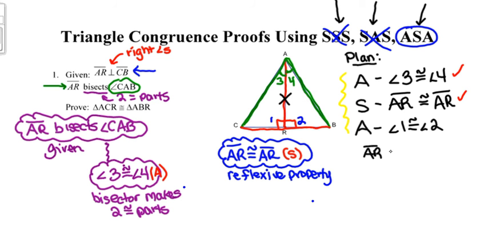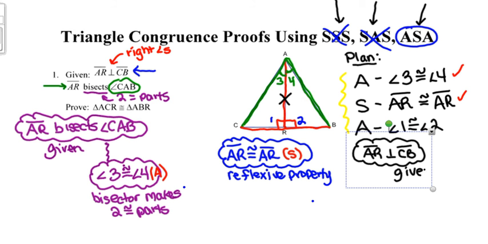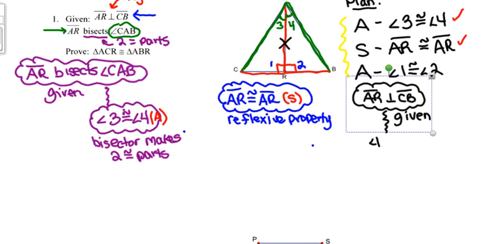So segment AR is perpendicular to CB. I know that's a true statement because it's given. So again, my statement goes in the bubble, my reason goes underneath. And then because those two are perpendicular, so I'm going to draw a little branch off of there, because those two are perpendicular, I know that angles 1 and 2 are right angles.